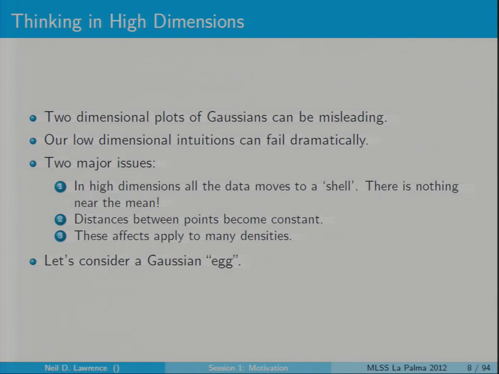That in high dimensions, in a Gaussian density, all that data actually moves to a shell. Now, I'm going to try and show you, visualize what I mean by moving to a shell. You may have heard this before. There is no data near the mean of the Gaussian.